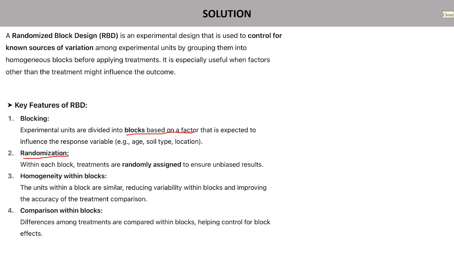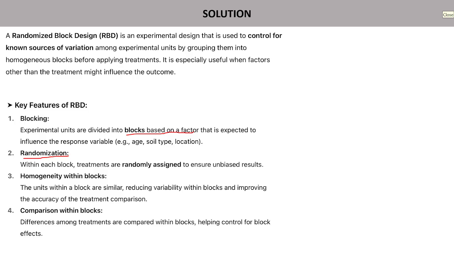Then the second one is randomization. Within each block, the treatments are randomly assigned to ensure unbiased results. So let's take the example of soil type. In the case of a small block, different kinds of soils will not be placed in the same order. They will be randomly placed inside that block and in different blocks. So this will not lead to biased results.